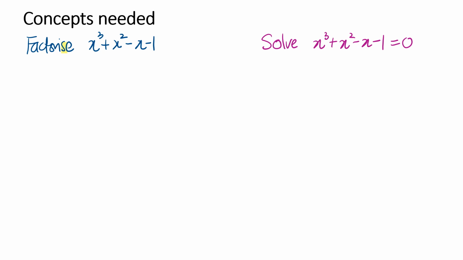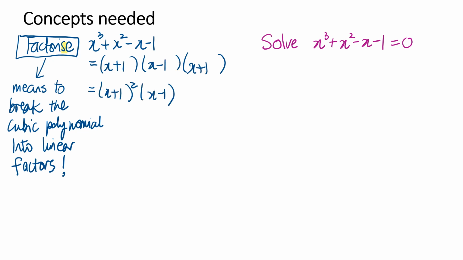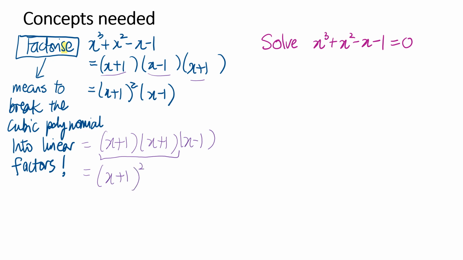Let's look at factorize first. When you are asked to factorize a polynomial, it means you are asked to break the polynomial into linear factors. So your answer would be something like this. You see that there are 3 linear factors. And if you were to rewrite it, we can see that this is a pair of repeated linear factors, and we can actually put them together to get (x plus 1) squared. So that explains how I get the answer here.